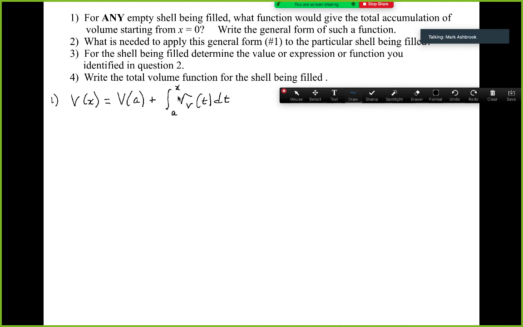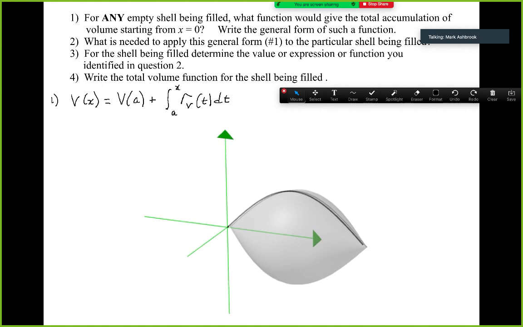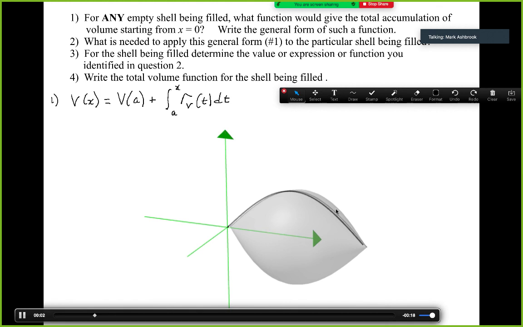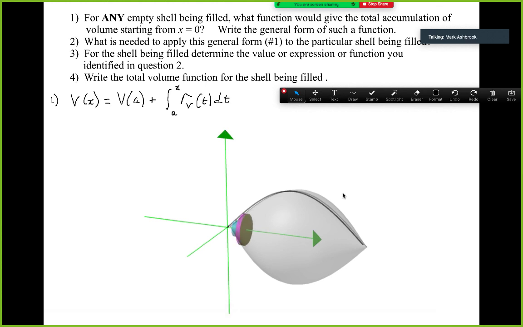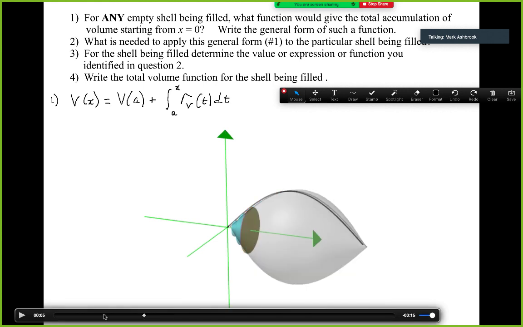Okay, so now let's look at this example again. This is where I rotated the sine curve. This is sine. I rotated it around the x-axis. And then we're going to fill shells like this. This is how we're going to fill it up, with shells like this. So here's the big question, okay? Everyone paying attention. How are each of these cylinders, we're using cylinders to fill up an empty shell. How are the cylinders growing?